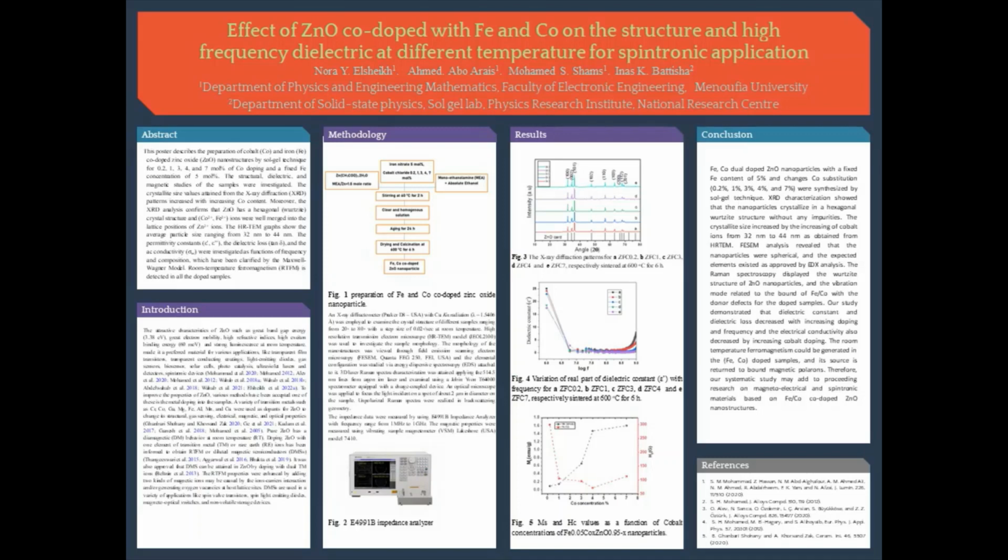We used an E4991B impedance analyzer with frequency range from 1 MHz to 1 GHz to measure dielectric parameters. The dielectric constant, real part and imaginary part, decreased with an increase in cobalt concentrations. It may be owing to the small dielectric polarizability of cobalt ions compared to zinc. The conductivity also reduced by increasing the cobalt concentration.